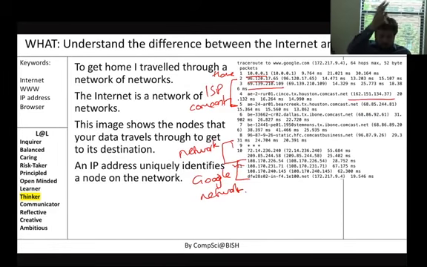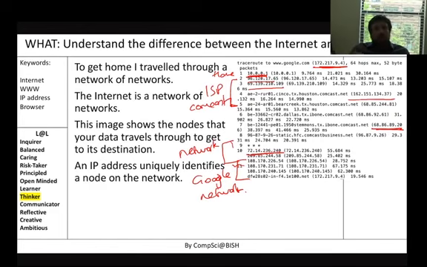Now what it also shows us, and we haven't really talked about this yet, is all of these numbers. Okay, so I've got a number, we can see that Google has a number, and we can see that all of these different devices that we're traveling through have numbers too. Okay, so that number is called an IP address, and what the IP address does is it uniquely identifies a device on a network.